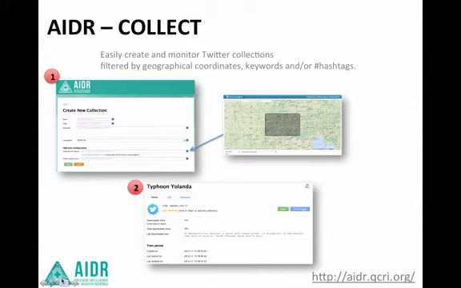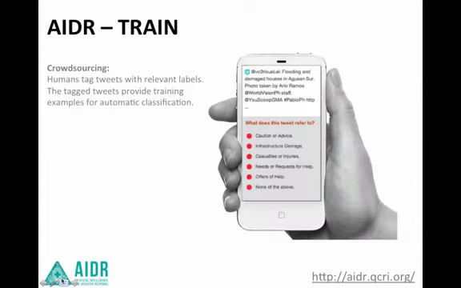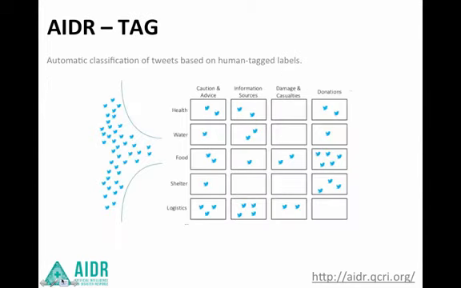So to break this down a little bit more clearly, the first step is to collect, as we said. The collection of tweets is based on filters of geographical coordinates, keywords, and/or particular hashtags. Crowdsourced volunteers and workers are used to train the classifier. Humans tag tweets with relevant labels. These tagged tweets then provide training examples for automatic classification. And the final step is for the machine to automatically classify tweets based on these human tagged labels.